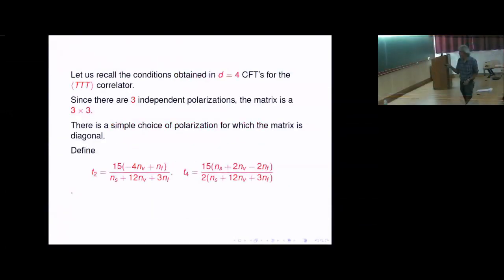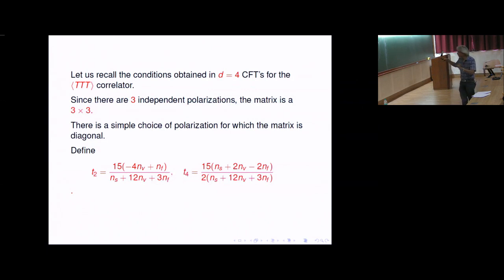Let me proceed. So let's recall what Maldacena and Hofman found for d equals 4, and this pattern is sort of the same in higher dimensions also. And here is where the normalization comes in. So let's recall this condition they found. There are 3 independent polarizations for this matrix in d equals 4, and it's true even in higher dimensions.